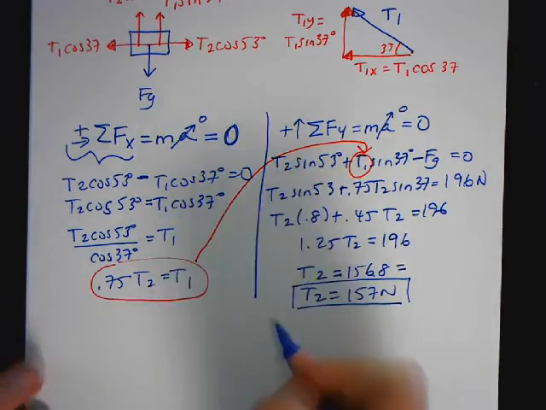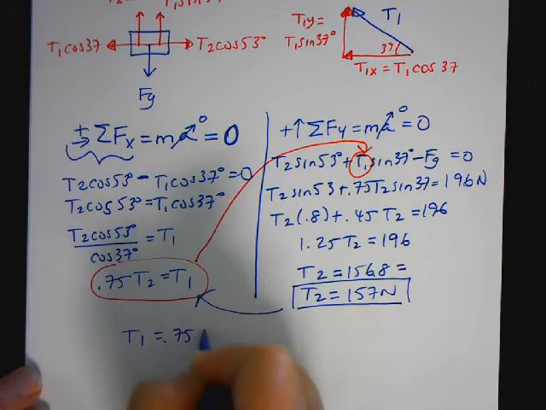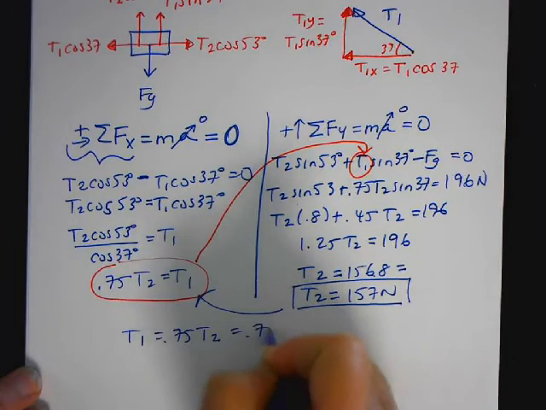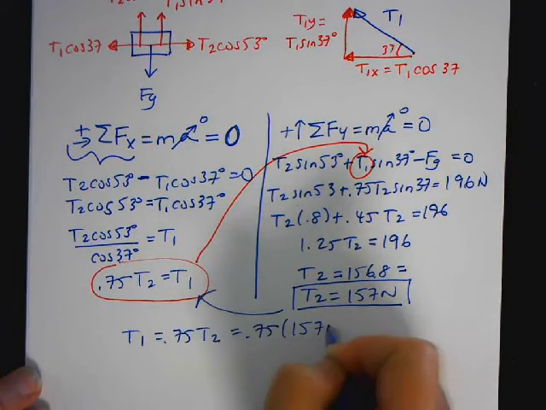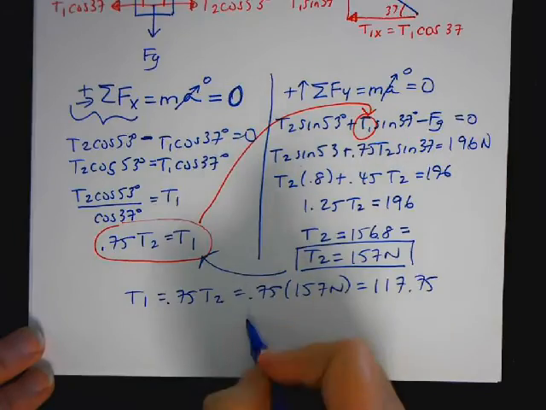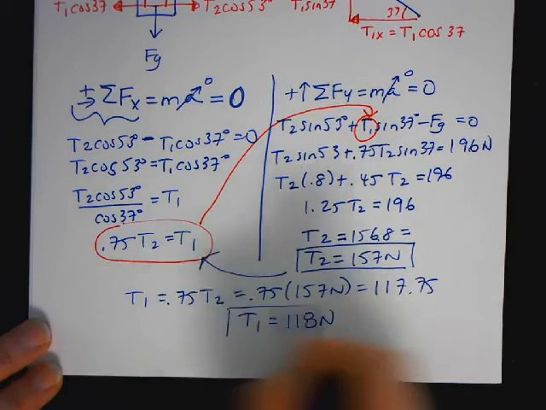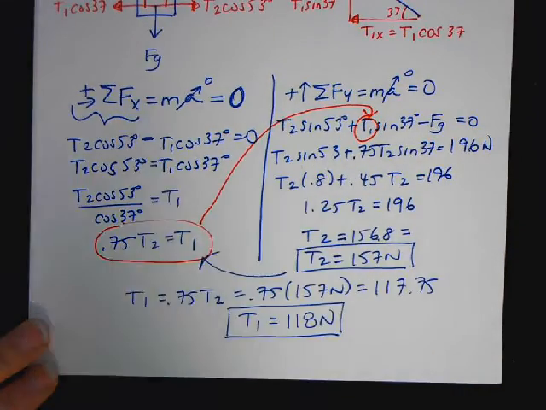How do I find T1? Put it back in here. So T1 is 0.75 T2, so it's 0.75 times 157, so 117.75. So T1 is equal to 118 newtons. Step by step.